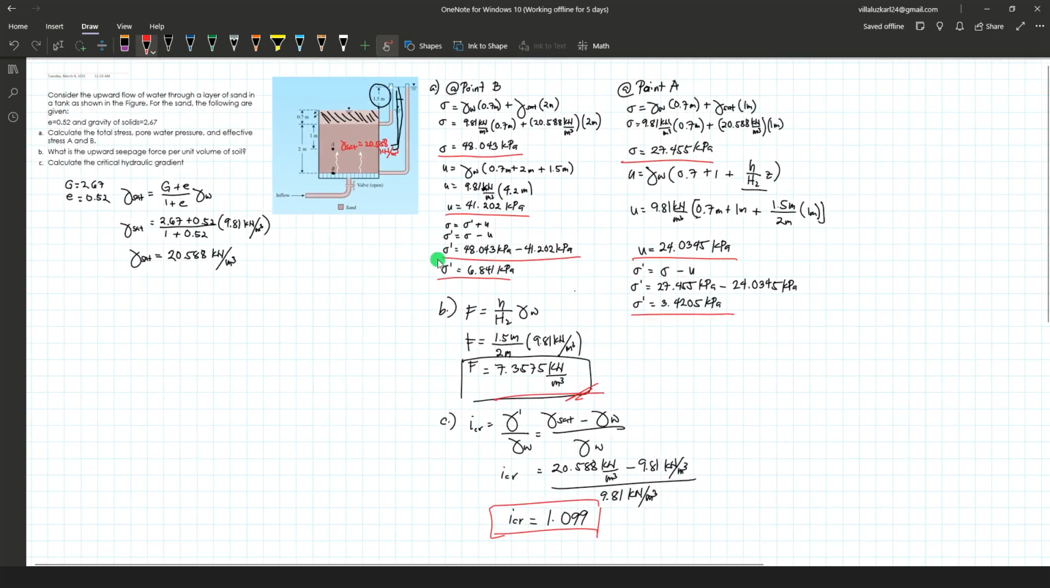Okay, so that's how you solve stresses on a saturated soil with seepage. If it is a downward seepage, just change the sign to negative for that additional pore water pressure right here.